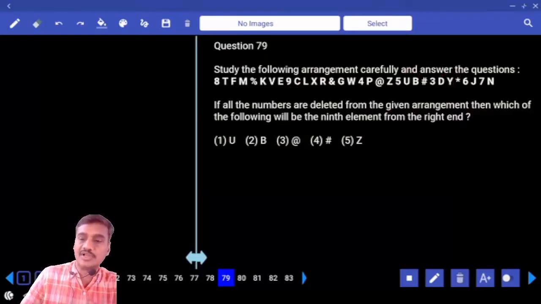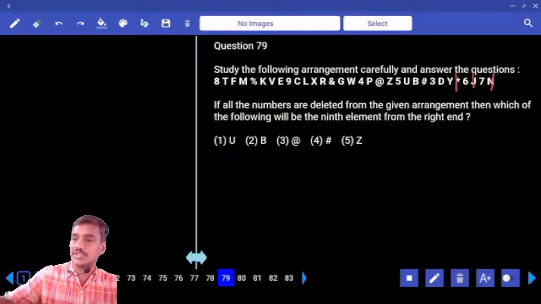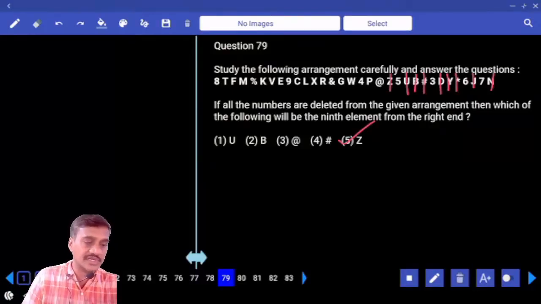Then 79. If all the numbers are deleted from the given arrangement, then which of the following will be the ninth element from the right? Ninth from the right without the numbers: 1, 2, 3, 4, 5, 6, 7, 8, 9. What is your answer here? Z, that is choice 4 for 79.